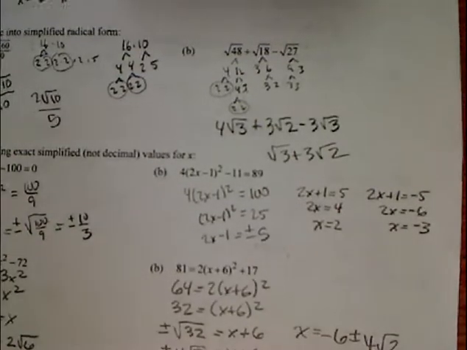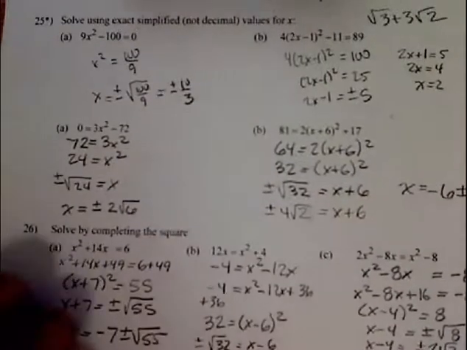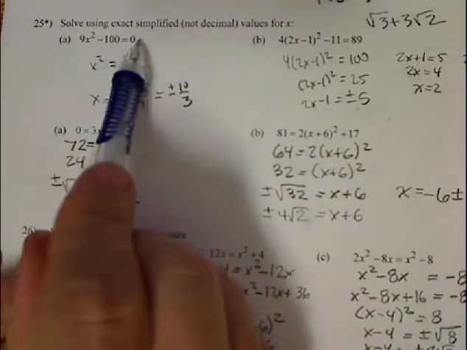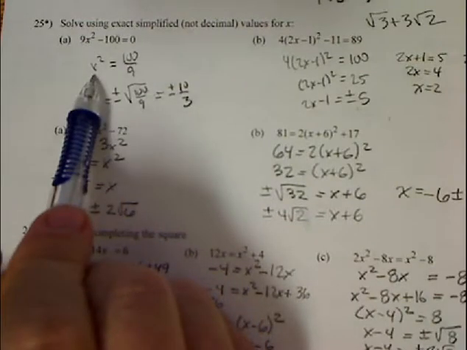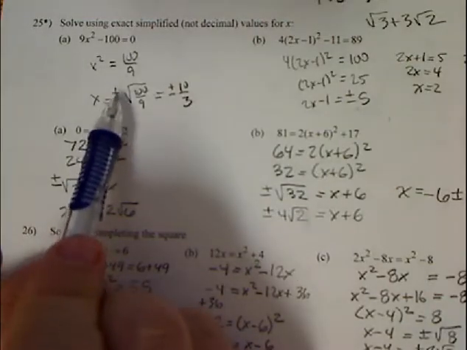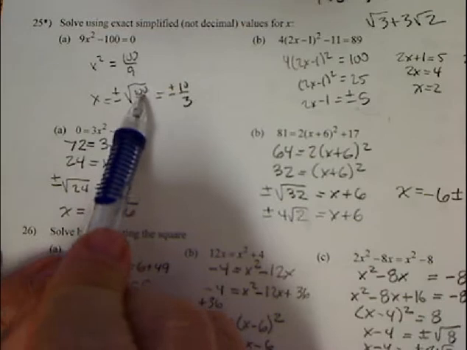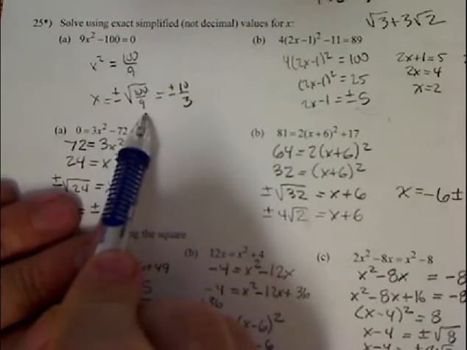Okay, solving perfect square problems. This is where I want to isolate the square in order to solve it. So first thing I'm going to do is add 100, divide by 9. Then to get rid of a square, we take the square root. Every time you take a square root, you should do plus or minus. So plus or minus the square root of 100 over 9. Square root of 100 is 10. Square root of 9 is 3. So I got plus or minus 10 thirds.